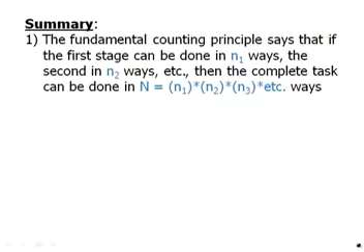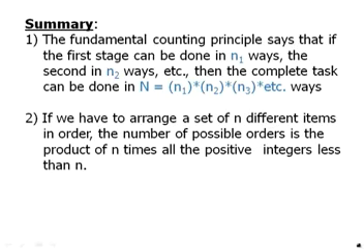In summary, the fundamental counting principle says that if the first stage can be done in n1 ways, the second can be done in n2 ways, then the complete task can be done in the product of the number of choices we have in each stage. That's the fundamental counting principle. If we have to arrange a set of n different items in order, the number of possible orders is the product of n times all the positive integers less than n. And again, we'll formalize that with a special notation in a couple lessons.